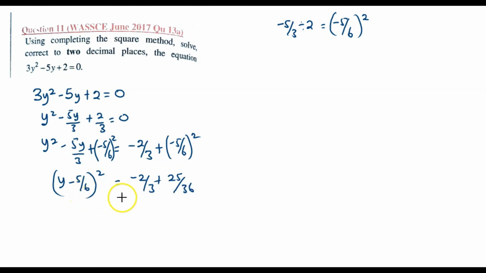So simplifying the right hand side, you have to just program it on your calculator so that you go faster, and that is going to give us negative 2 on 3 plus 25 on 36.